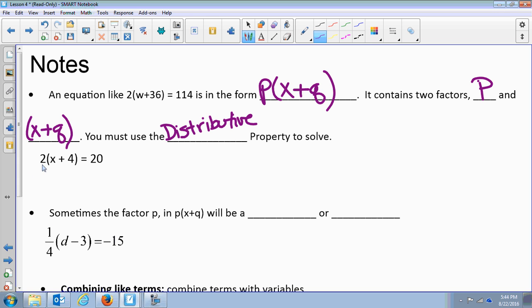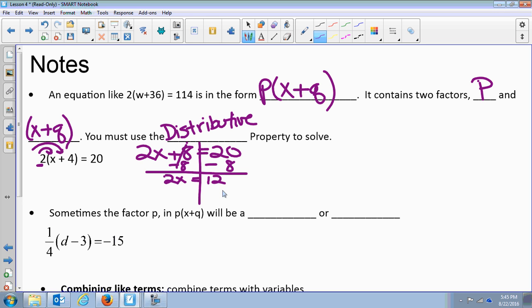property. So I'm going to look at the number on the outside. I'm going to multiply it to both numbers on the inside. So 2 times x gives me 2x. 2 times 4 gives me positive 8. Now all I have is a two-step equation. So I get rid of plus 8 by minusing it to both sides. 8 minus 8 gives me 0, so I'm left with 2x. 20 minus 8 leaves me with 12. So now I'm going to divide both sides by 2. X is equal to 6.